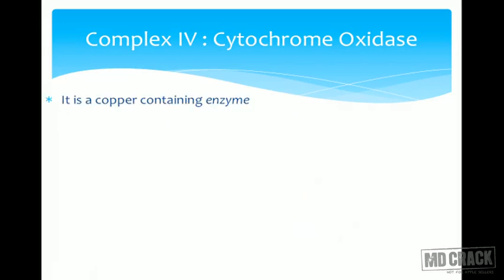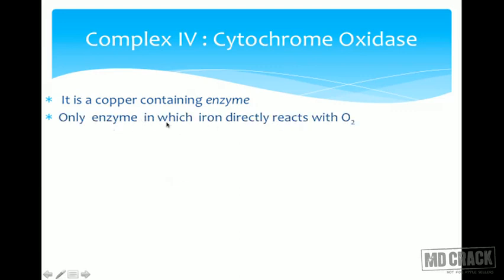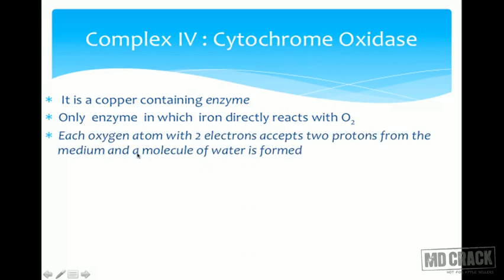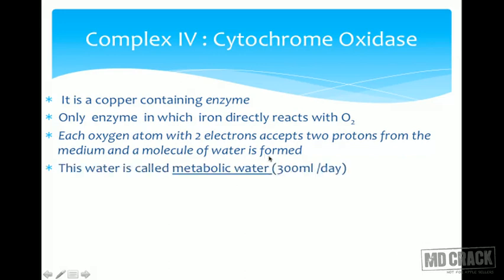It is reacting with oxygen. It is a special thing. It is the only enzyme within the electron transport chain which contains copper. It is the only enzyme in which iron directly reacts with oxygen. Each oxygen accepts 2 electrons and 2 protons from the medium, and a molecule of water is formed. This water is called metabolic water, and the metabolic water is around 300 ml per day. And this is the only irreversible reaction in this chain.